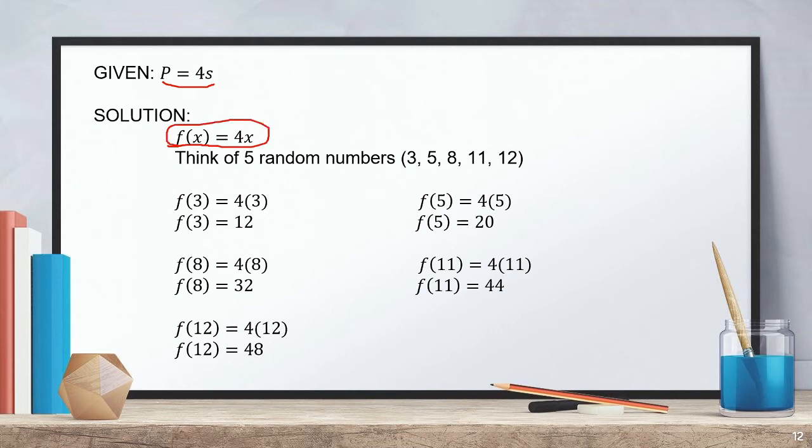For our first example, I replaced x with 3. And then the second example, I replaced x with 5. And then 8, then 11, and then 12. And then you just have to simplify. So we have 4 times 3 equals 12. 4 times 5 equals 20. 4 times 8 equals 32. 4 times 11 equals 44, and 4 times 12 equals 48.